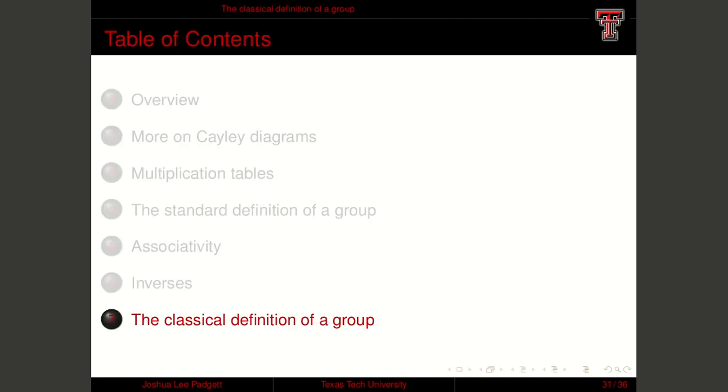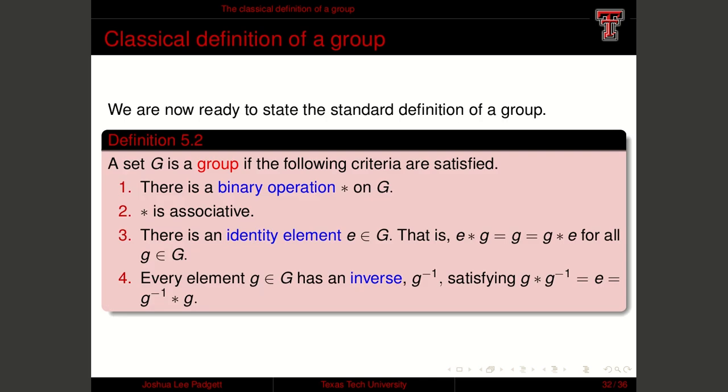All right? And so now we can actually define our classical definition of a group. A group is a set with a binary operation where that binary operation is associative, and inside of that group there is an identity element, meaning some element that leaves every element unchanged with respect to my binary operation, and every element has an inverse with respect to that operation.